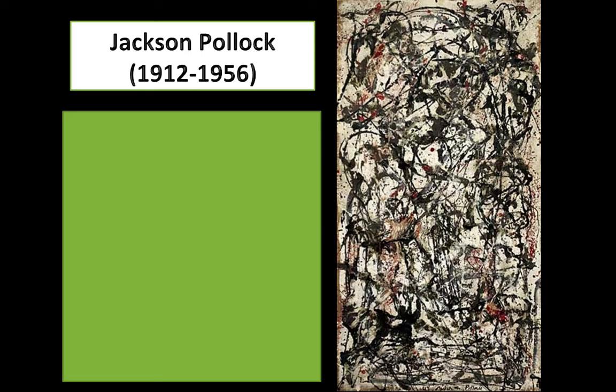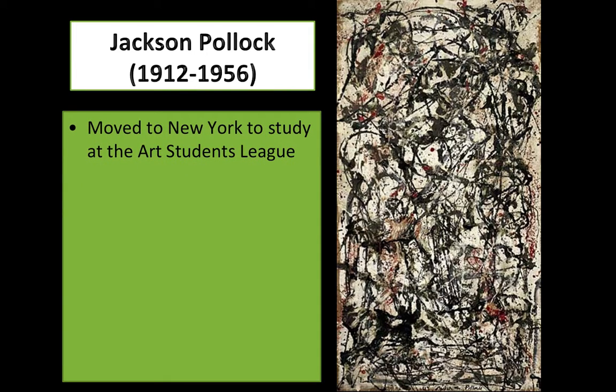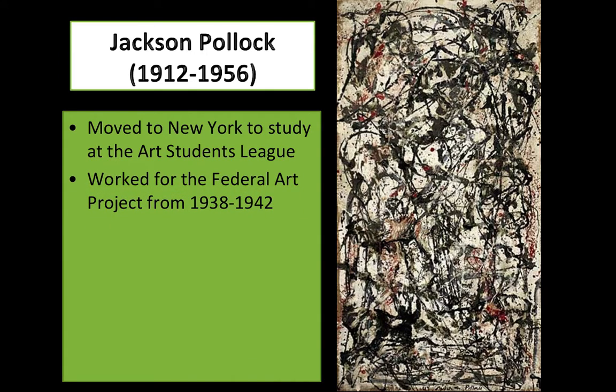Jackson Pollock, born 1912, died 1956. Moved to New York to study at the Art Students League. This was a gathering of artists who would teach each other, who would paint together. And he worked for the Federal Art Project from 1938 to 1942. This was the time in U.S. history where the government paid artists to take pictures of the Depression, to paint posters, to really liven up New York by painting murals and really bring art into the government sphere.